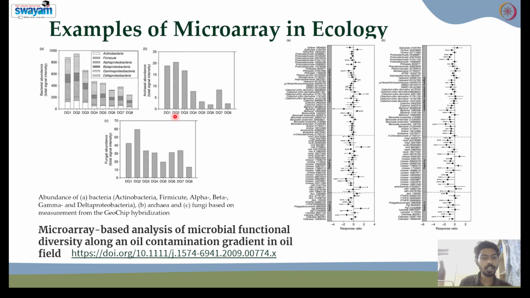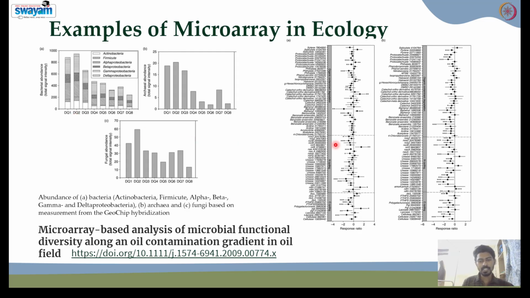We can see that DQ2, which is one of the sites, has a huge signal. There is a large abundance of archaeal species prevalent in DQ2, and the same for the fungal species. So here we could see that in all three, the DQ2 region has a diverse species community, with more abundant bacterial, archaeal, and fungal species. This is how you have to apply the microarray in order to study the ecology.